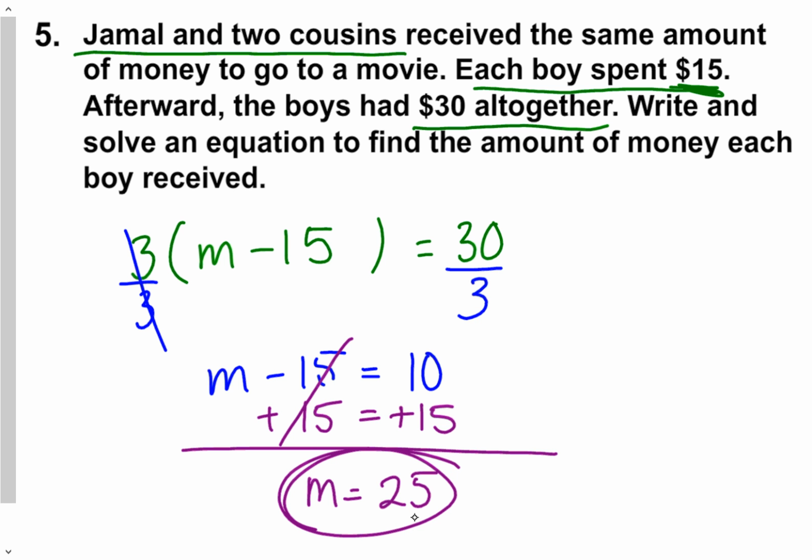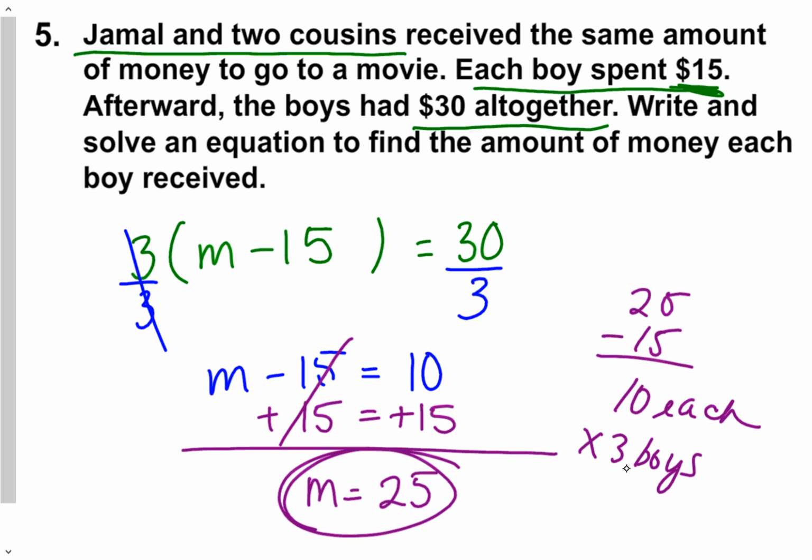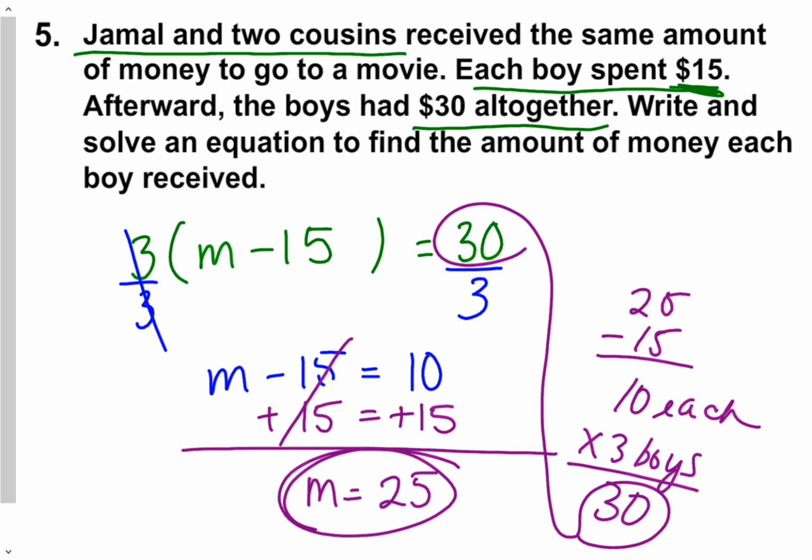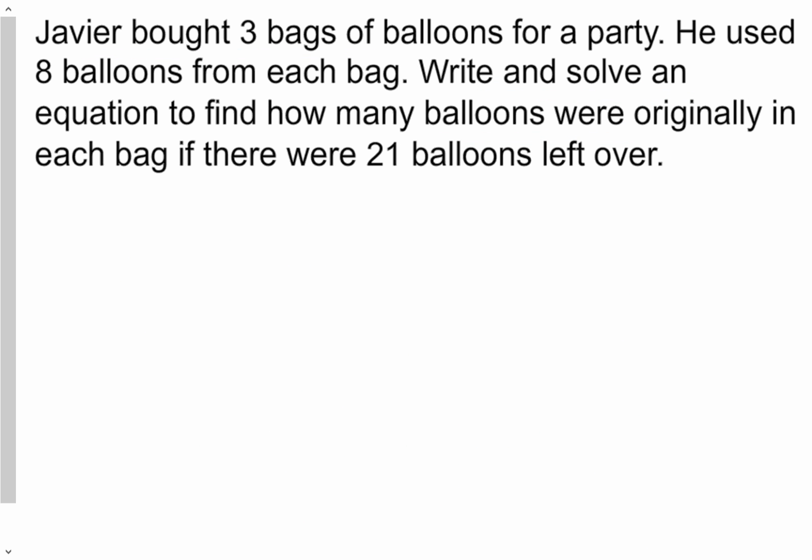And let's just check if that's true. You had $25 and you spent 15. So 25 minus 15, that equals $10 for each boy. And since there were 3 boys, that equals $30, and that kind of matches up here. So this is a good way to kind of check yourself after you've come up with your equation and your answer. Here's my last example.